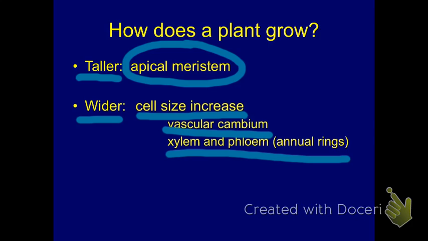Xylem brings water up from the roots. Phloem takes the glucose, or the food, down from the leaves to the rest of the plant. So cell size increase of the vascular cambium, xylem and phloem, which make the annual rings, makes a plant grow wider.